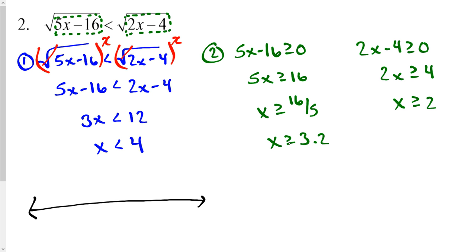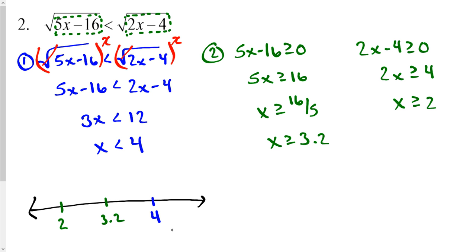So I'm going to put my three numbers on there. Again, I'm not really worried about scaling it. I'm just worried about putting it in order. So I know the smallest value is 2. My next largest value is 3.2, and my largest value is 4.